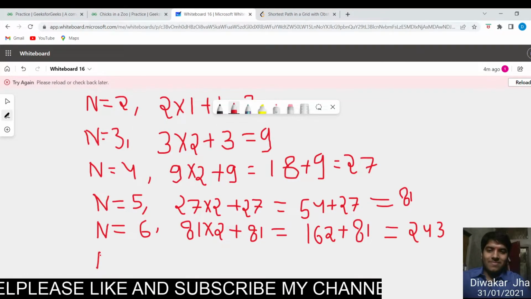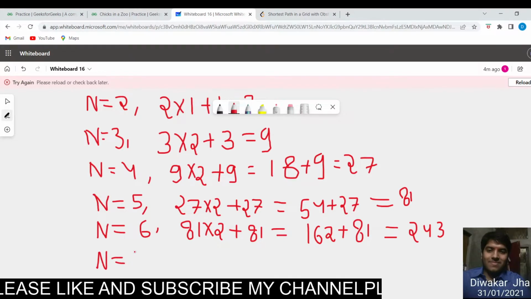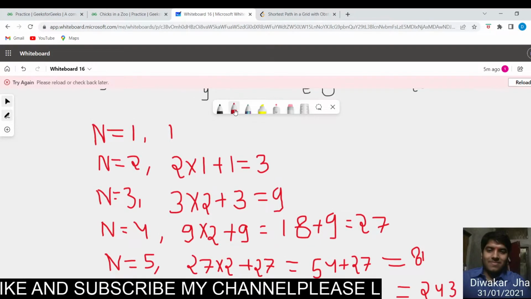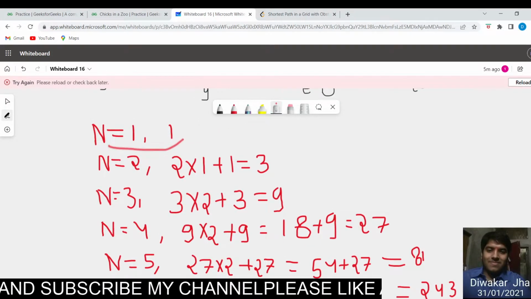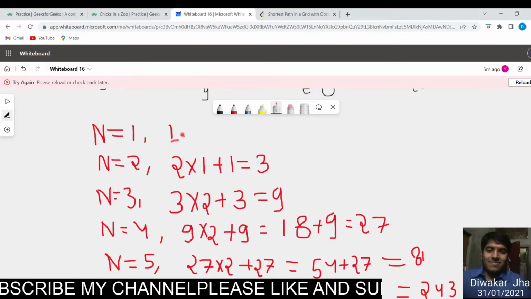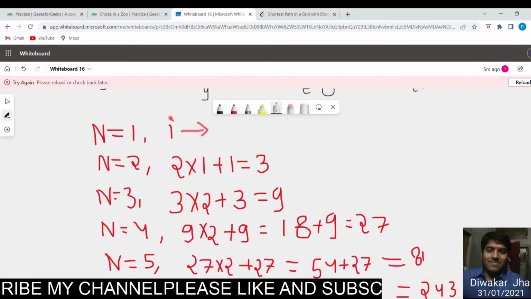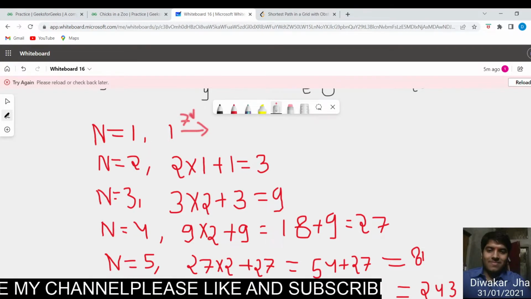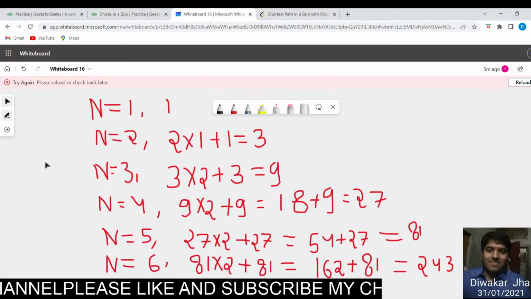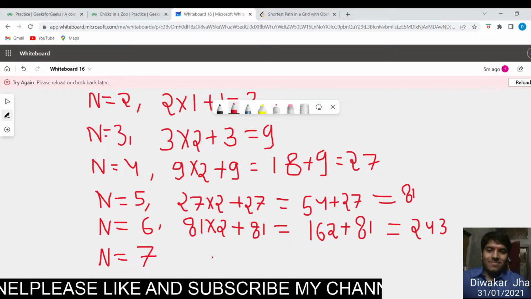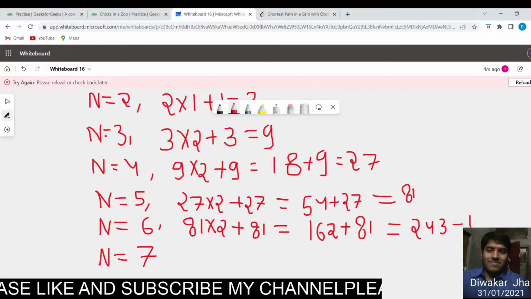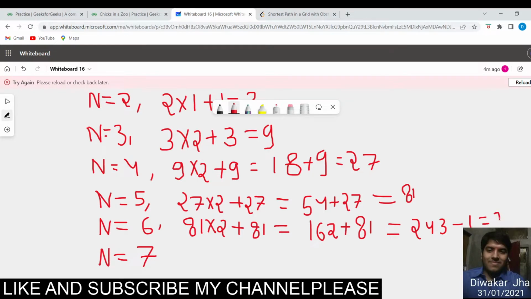On day 7, how does it work? On day 7, the life of the day 1 chick will end. So that chick will be dead and will not contribute to the 7th day, it will not take part in the generation for the 7th day. So after moving to the 7th day, I have only 242 chicks.